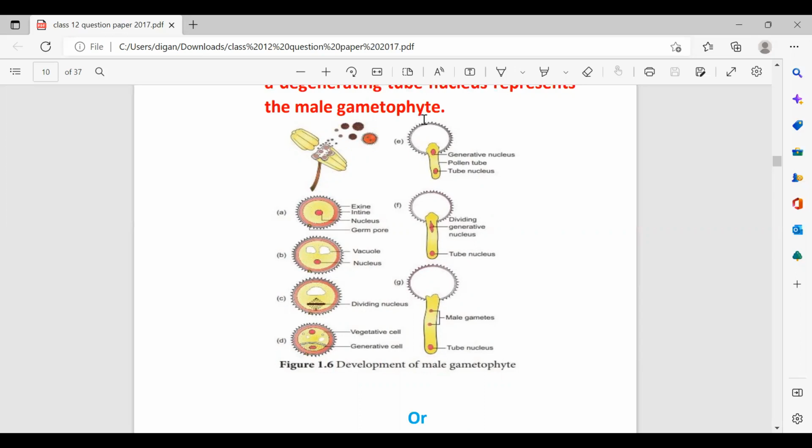Next step, the intine forms a pollen tube through the germ pore, and both the vegetative and generative cells enter into it. Next, as the pollen tube increases, the generative cell undergoes division and divides into two male gametes. And finally, in the pollen grain, there are two male gametes and one vegetative cell or tube nucleus. So this is the development of a male gametophyte.